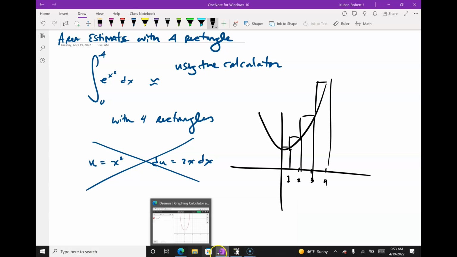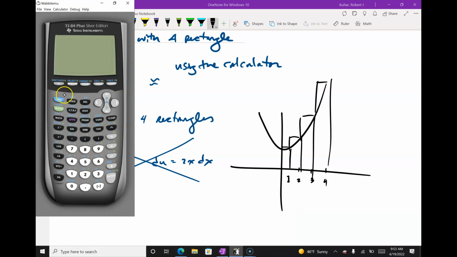So let's take a look at our calculator, what it gets, right? So y equals e raised to the x squared. Graph, make sure I can see 0 to 4. Obviously I can, right? I don't care about the height, I just want to make sure I see the bounds of the integral on the screen. I do second calculate 7 for integral. Lower limit is 0, hit enter, and then upper limit is 4, hit enter.